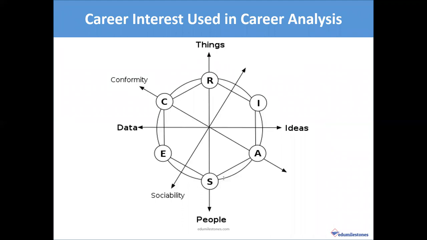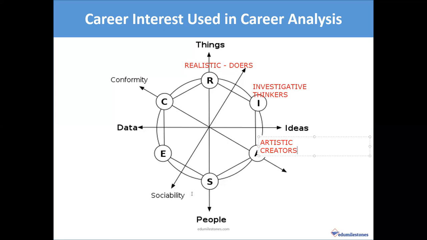Now, these six interest factors are denoted here by some alphabets, correct? RIASEC, the RIASEC model. Now, what does each alphabet stand for? R stands for realistic interest. People with realistic interest are called doers. I stands for investigative interest. People with investigative interest are called thinkers. A stands for artistic interest. People with artistic interest are called creators.